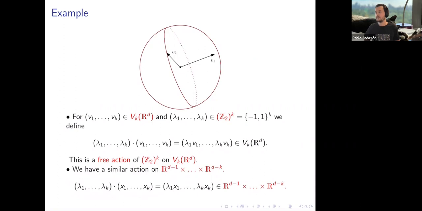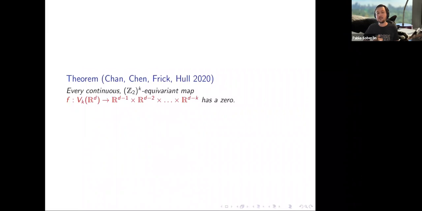And with these ingredients, we do have a Borsuk-Ulam theorem. This is actually a fairly recent one, which says that if I give you a continuous map from the Stiefel manifold to this big space that's equivariant with respect to Z_2^k, then you must always have a zero. If you take k equal to one, this is a sphere, and here we just have our D minus one, that's exactly Borsuk-Ulam. And I'm not going to be proving this today.